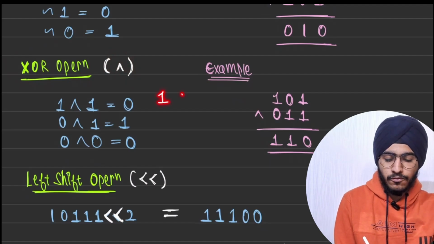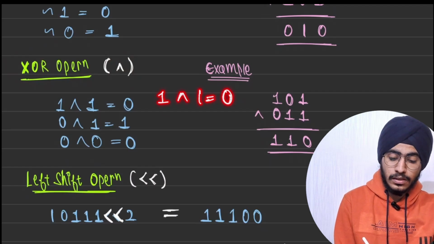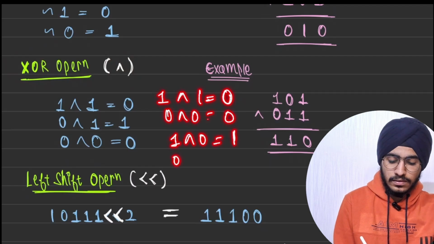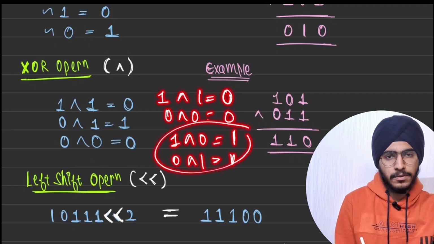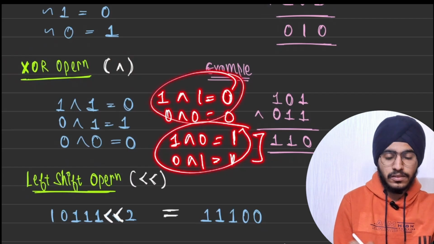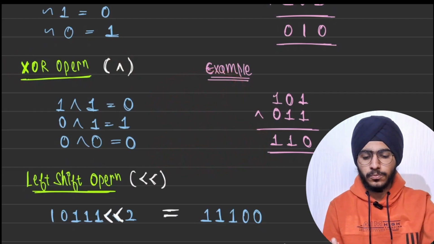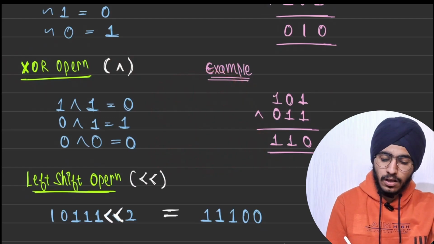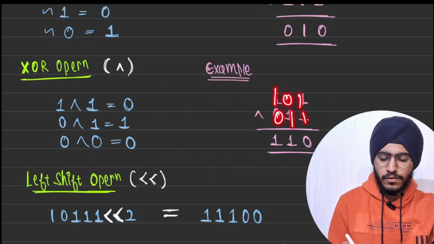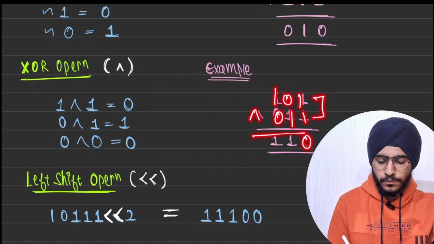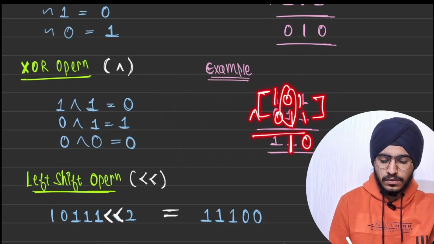So for example, 1 XOR 1 is 0, 0 XOR 0 is 0, but 1 XOR 0 is 1, and 0 XOR 1 is 1. Because if one of them is 1, we will get 1; otherwise, if both are the same, then we will get 0. So if I give you the example, 101 XOR 011: 1 XOR 0 is 1, 0 XOR 1 is 1, 1 XOR 1 is 0.